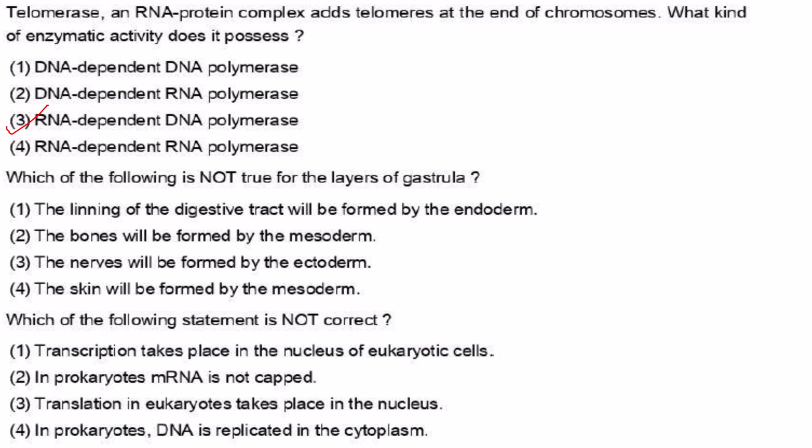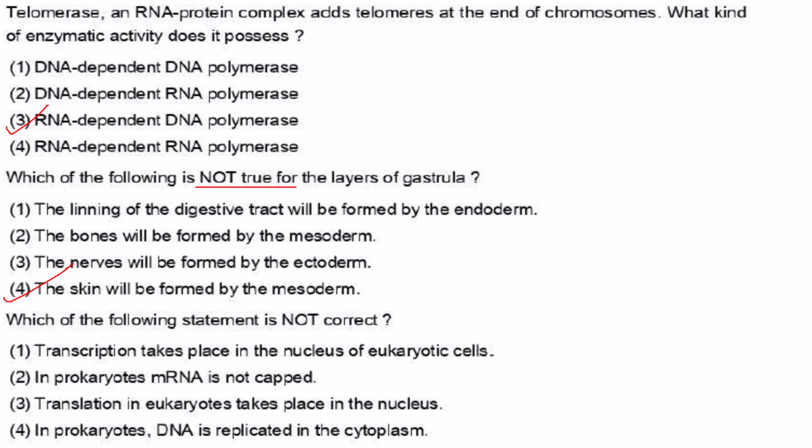Then next one. Which of the following statements is not true for the layers of gastrula? The lining of the digestive tract will be formed by endoderm. That's correct. The bones will be formed by mesoderm. The nerves will be formed by ectoderm. The skin will be formed by mesoderm. The skin is formed from ectoderm, not mesoderm, and they have asked for not true. So fourth is the answer.